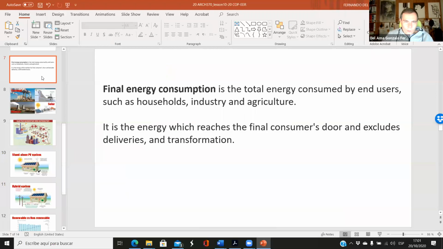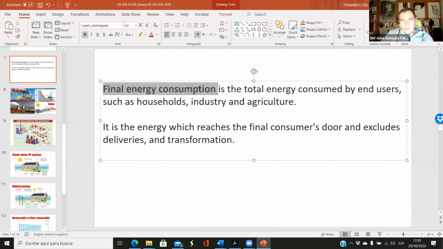That's why I want to go back to the concept of final energy. So for this final energy, there is always a factor that relates the total energy that we are producing with transformation and delivery.